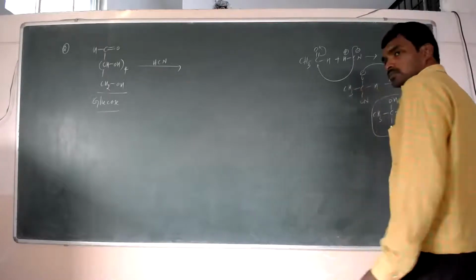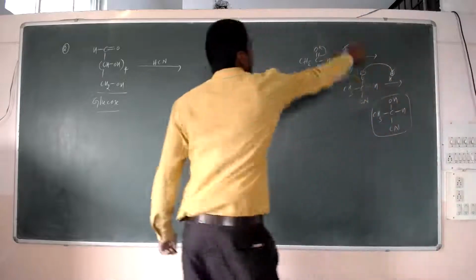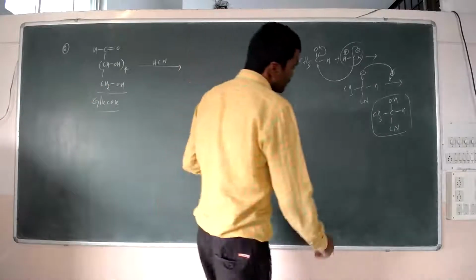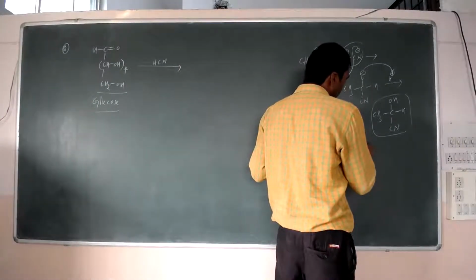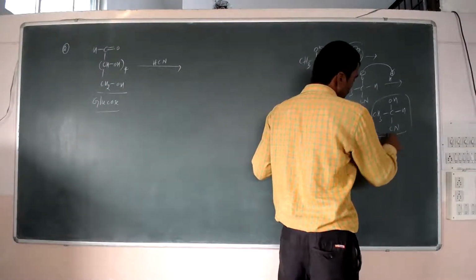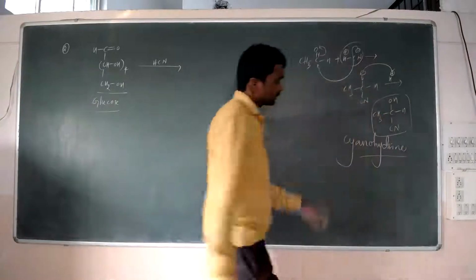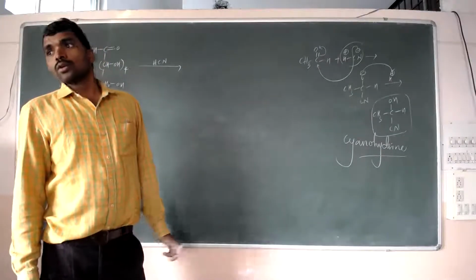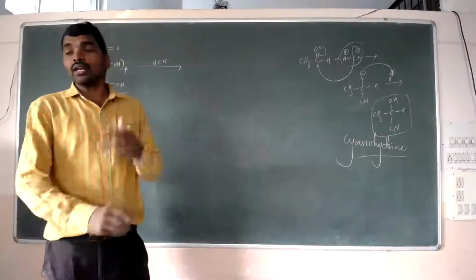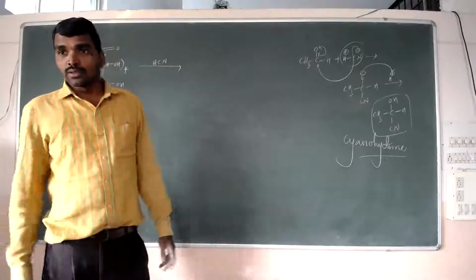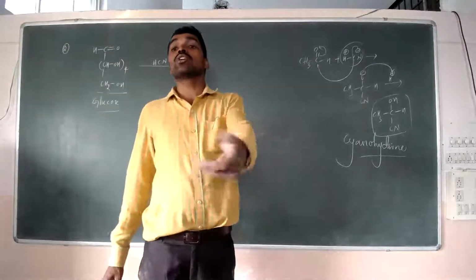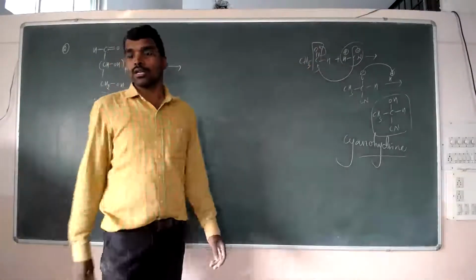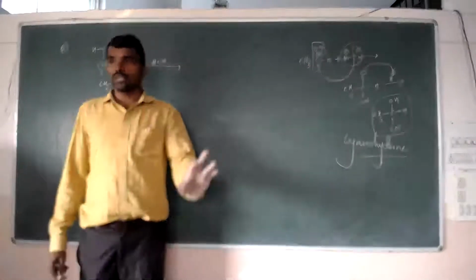Aldehydes react with HCN and undergo nucleophilic addition reaction. Then the product formed is called cyanohydrin. So by this reaction, what we confirm is that the given reactant has a carbonyl carbon. The carbon to oxygen double bond group is carbonyl.